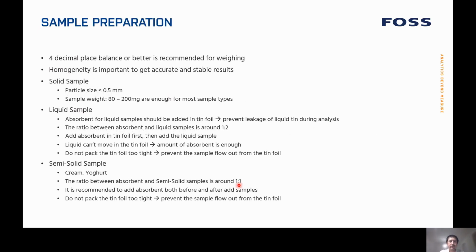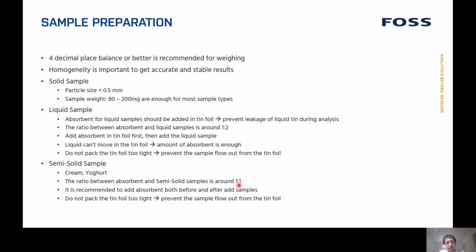Then we go to the part on sample preparation. Usually we say a 4 decimal places balance is fine for the weighing, or you can choose a better one, with 5 digits or 6 digits. Also, when you do the preparation, it's important that you have a homogenized sample. It's very important. If it's not homogenized, you cannot get a very accurate or stable result.